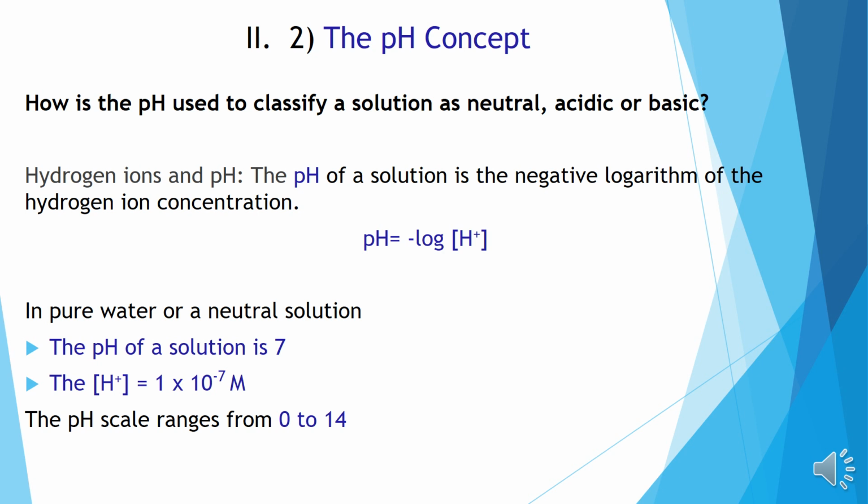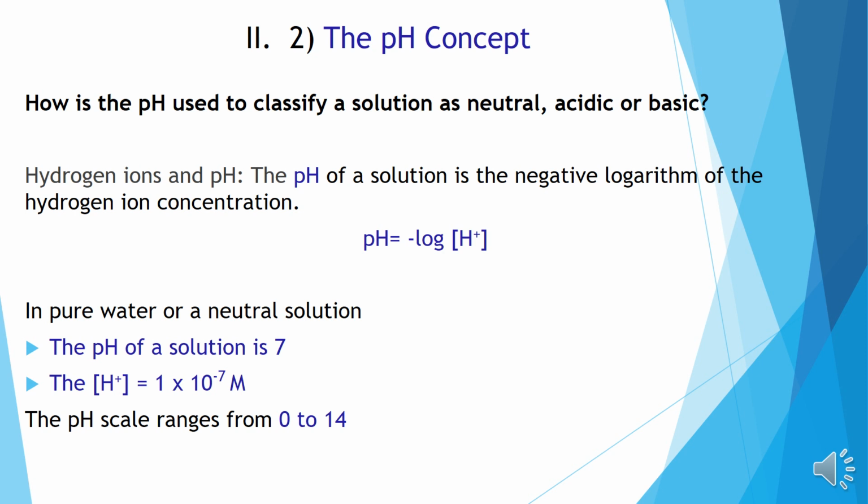The pH of a solution is the negative logarithm of the hydrogen ion concentration. So the pH equals minus log the concentration of H plus. Now let's take these two statements. In pure water or a neutral solution, the first statement, the pH of a solution is 7. The second statement, the concentration of H plus is equal to 1 times 10 to the power minus 7 molar.